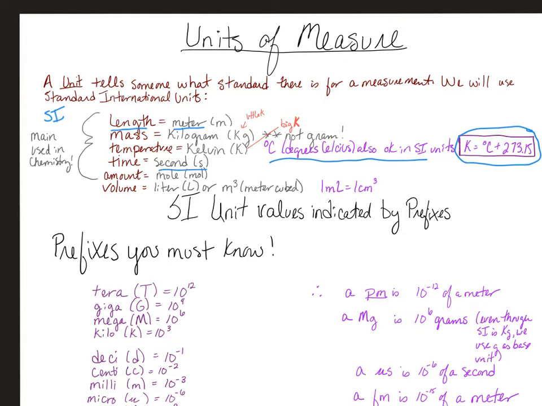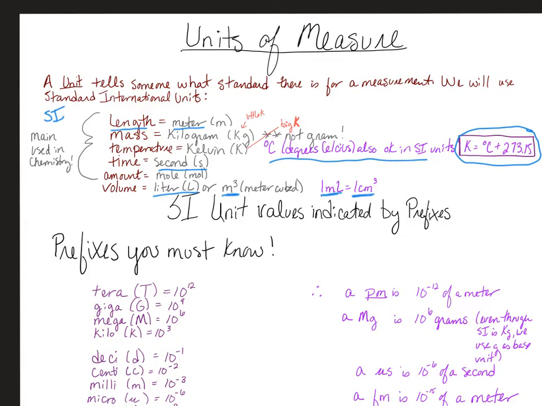Something we'll talk about a lot later is the mole, and that is the standard amount or package that we'll talk about. Next comes volume. We talk about this as in liters, but just so you know, a meter cubed is the same thing as a liter. And by the way, 1 milliliter is the same thing as 1 centimeter cubed. So don't get confused with those things.